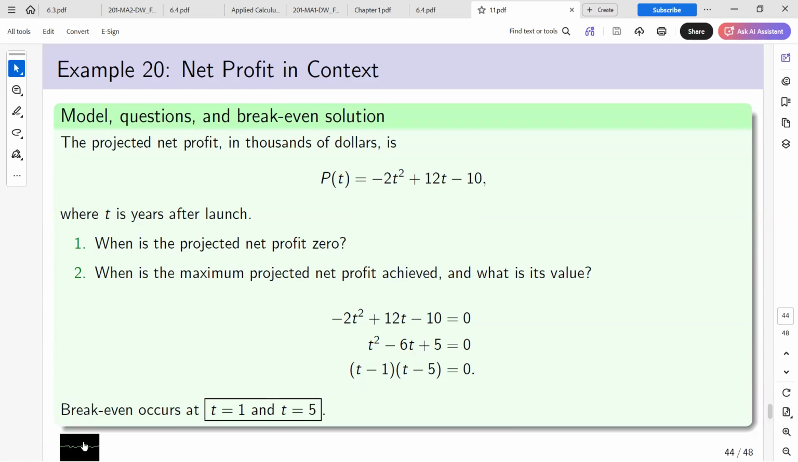Setting net profit equal to 0 finds the break-even times. Factoring shows that the model predicts break-even 1 year and 5 years after launch.